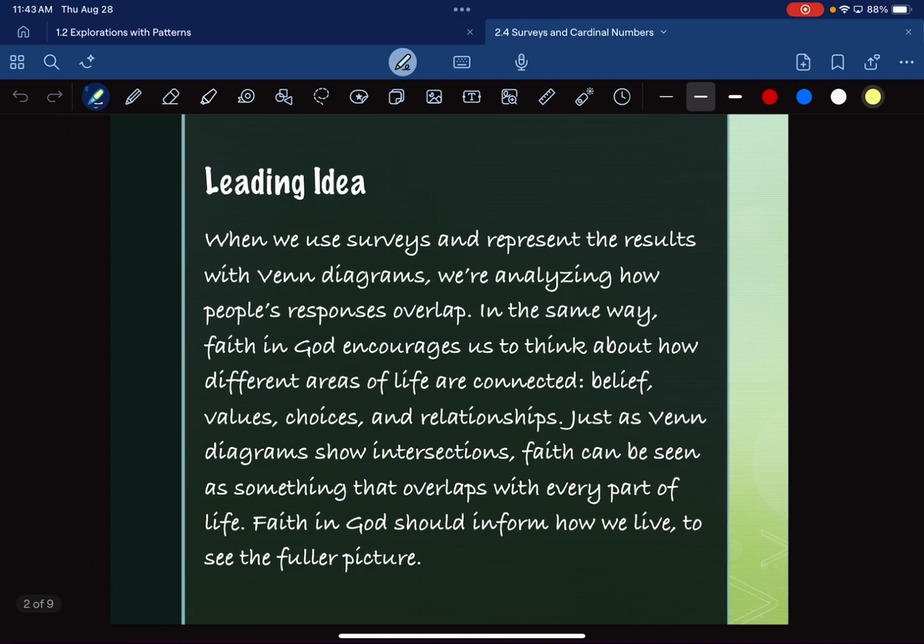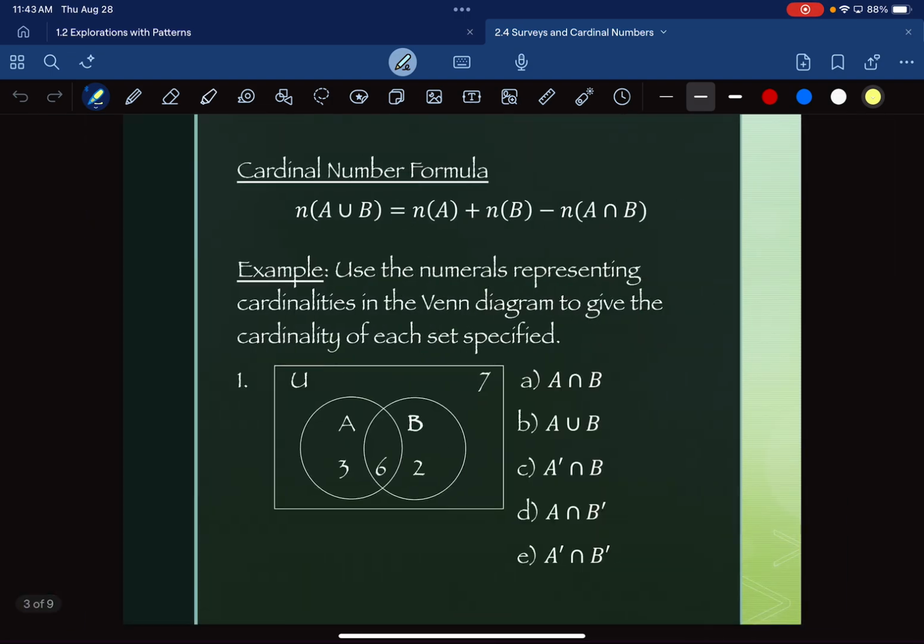The first thing we're going to look at is called a cardinal number formula. This tells us how we can find the number of items in a union. It tells us a little more than that, but that's how it's defined. The number of items in A union B is the number of items in A plus the number of items in B, minus the number of items in the intersection. I want to justify for you why that's true, and I'm going to do that with a Venn diagram because it works nicely.